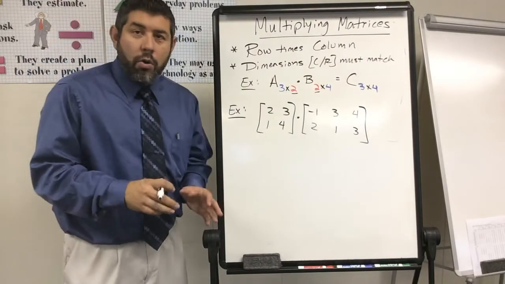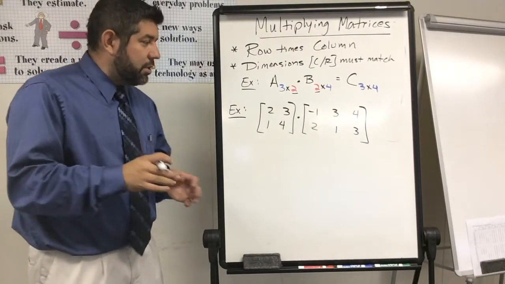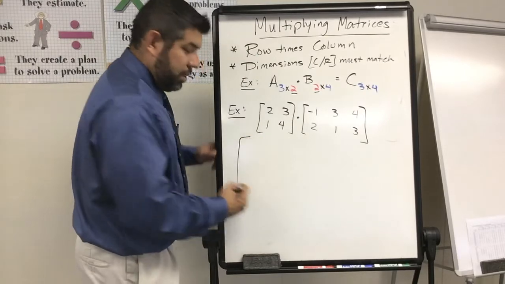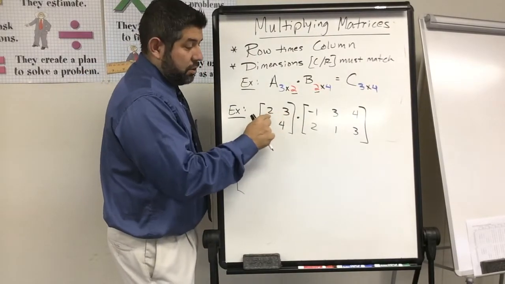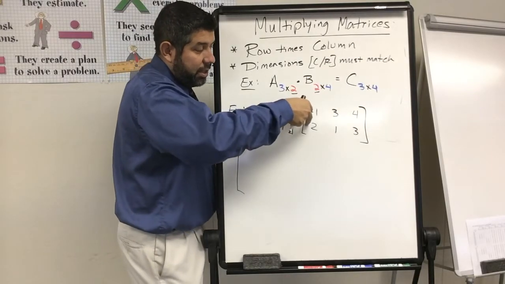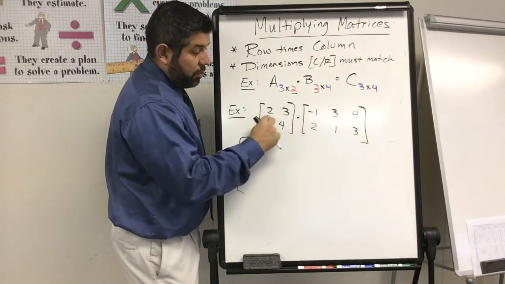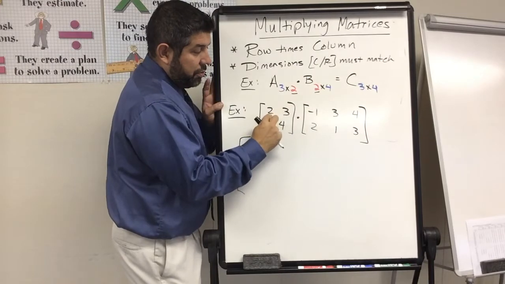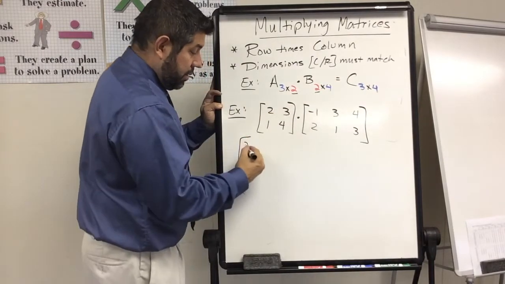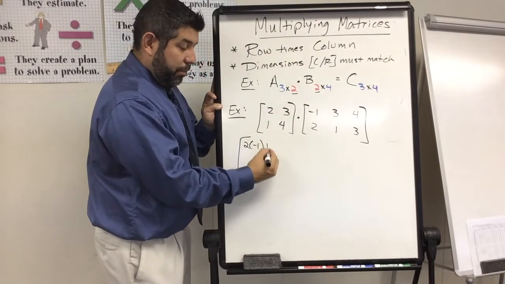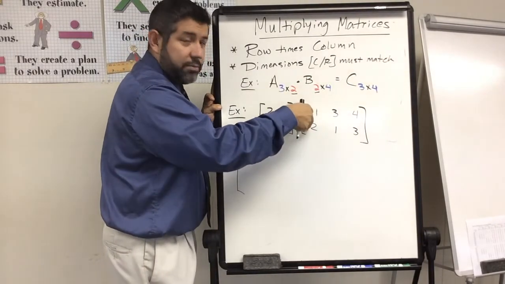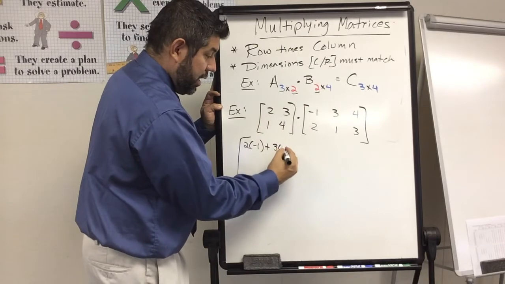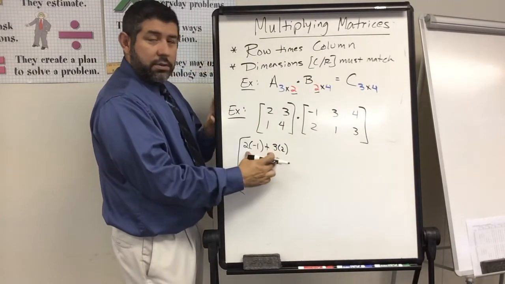So I'm going to go row, column, row, column. This is how it's going to work. Okay? I need to have some space here. I'm going to take this row, 2, 3, and I'm going to multiply it by this column. This row times this column. So I'm going to do 2 times negative 1 plus 3 times 2. So I'm taking that row times that column. And that goes in this first space here.